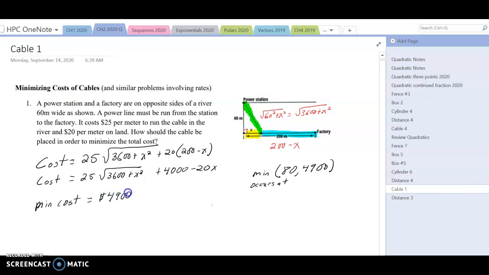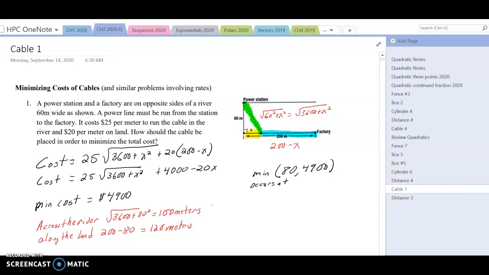And then how much cable was in each particular part. So we know that x is 80. So across the river, it would be the square root of 3,600 plus 80 squared. And going through the math there, I think you're going to get 100. Check my math, please. And then along the land, it would be 200 minus 80, or 120 meters.